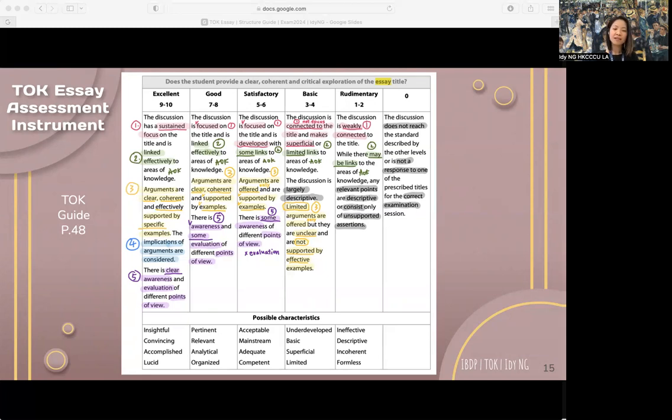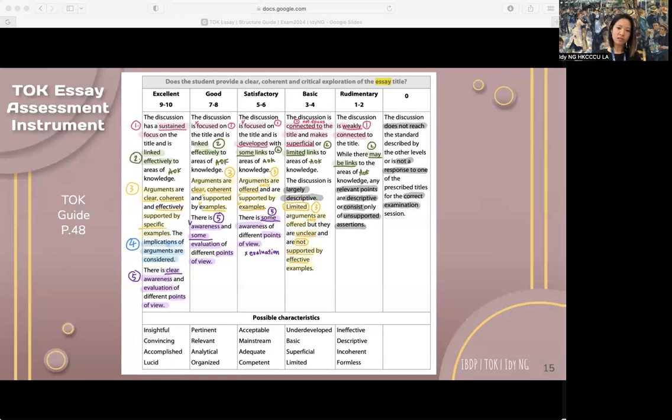So you do the same as an essay writer. You check whether your essay has fulfilled the criteria and how much of the description your essay has met. Don't forget the possible characteristics at the bottom too. For example, if you aim for the highest mark, 10, then you can think about whether your essay is insightful, convincing, lucid, or accomplished. Okay, you do the same as a marker. Finally, try to grade yourself, mark your own essay with the criteria so that you know how to revise.